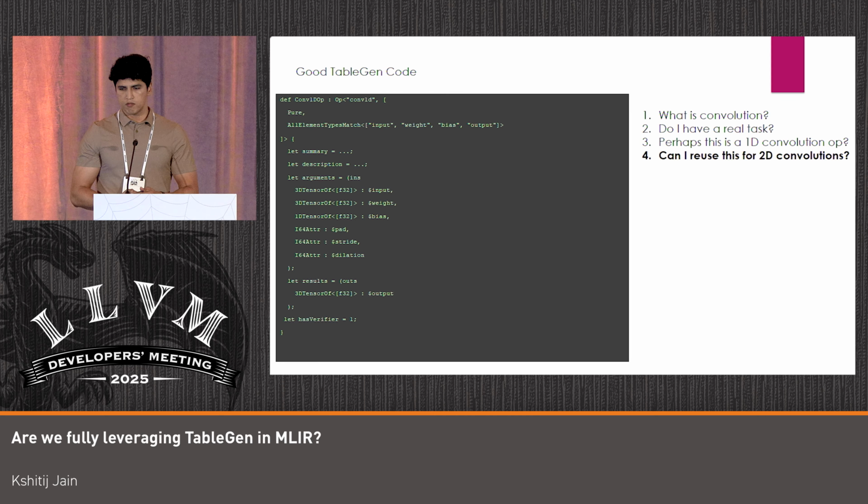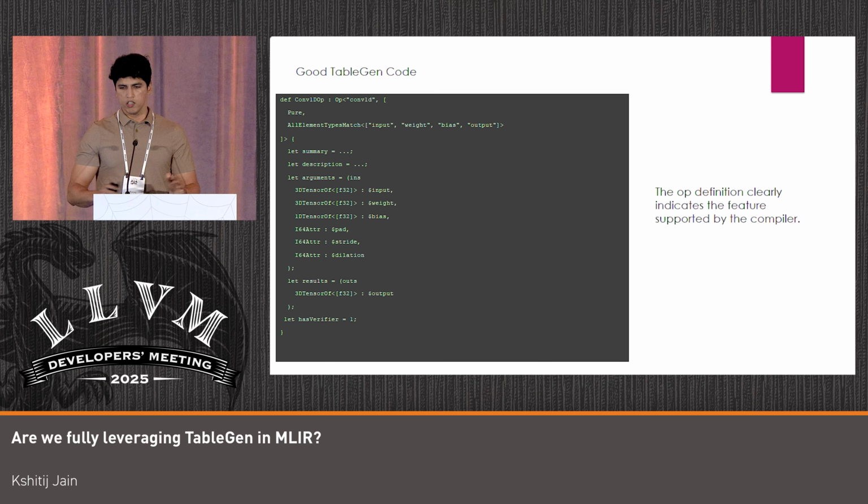And given the op invariance, you will be able to deduce that you cannot and probably should not reuse this for 2D convolution, because 2D convolution is going to have its own set of op invariants. So all in all, this TableGen code clearly indicates the feature that's supported by the compiler. And equipped with that information, you can navigate your task more independently as a new contributor.